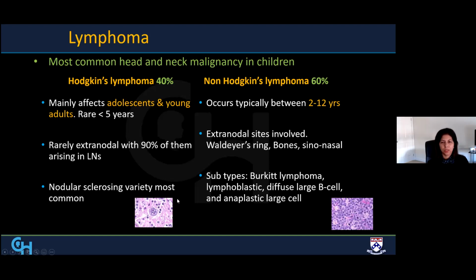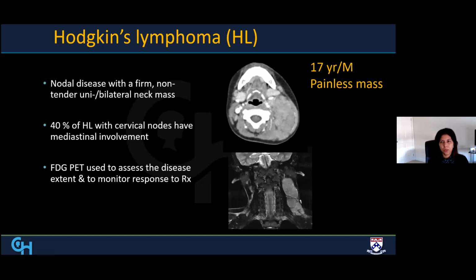And this Reed-Sternberg cell, if you all remember from our histology, is like the sine qua non, or the very salient feature, of Hodgkin's lymphoma. So we'll start with this one.